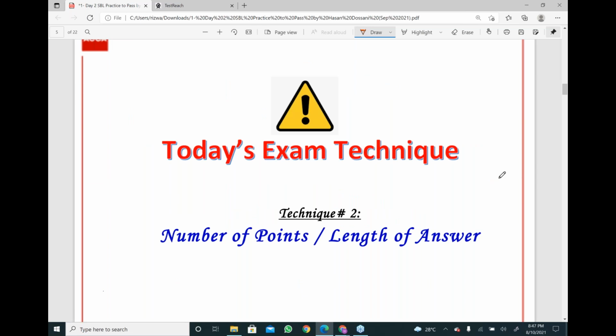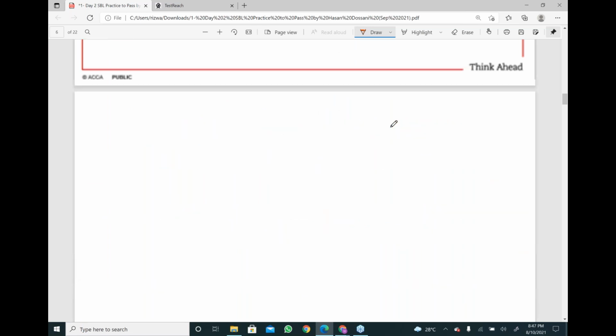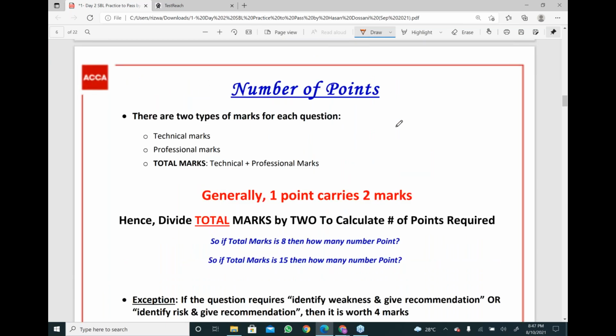Right, so today's exam technique. One of the reasons why students fail in the eyes of the examiner is that he feels students don't write a sufficient number of points. And obviously, just think that if you are an examiner and for a 20-mark question, the student just writes 3 points, would you pass him? No, right? So the number of points and length of your answer is directly related to the marks. How do we decide the number of points?